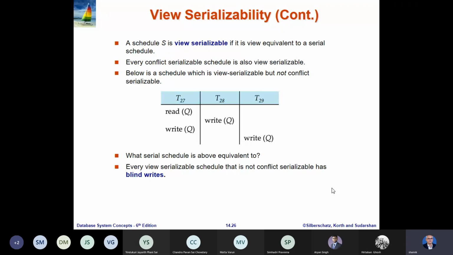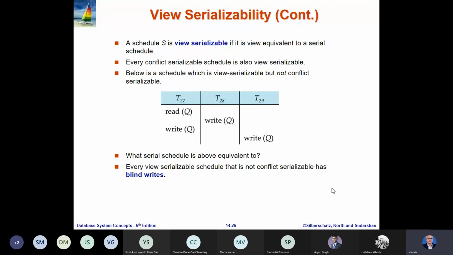So if the original value of Q was 1000, T27 read that, and then it might have changed 1000 to 2000, but T28 changed Q directly to say 3000, and T29 changed Q to say 5000. So what will be the net effect? T27 will read the original value of Q, which is 1000, and the final value of Q will be 5000, written by T29. So although it is not conflict serializable, its net effect will be similar to the net effect of a serial schedule T27, T28, T29.